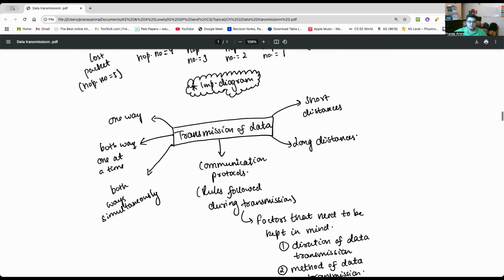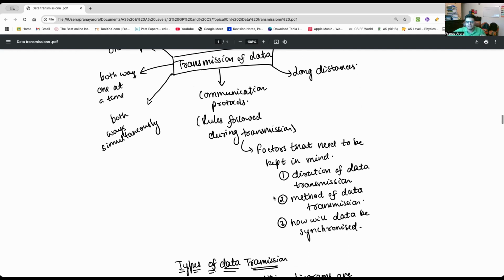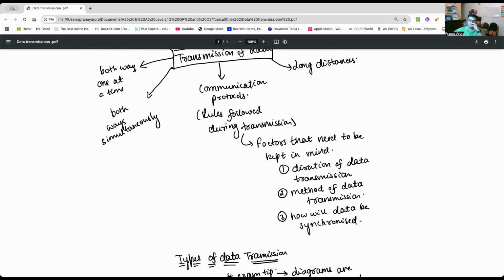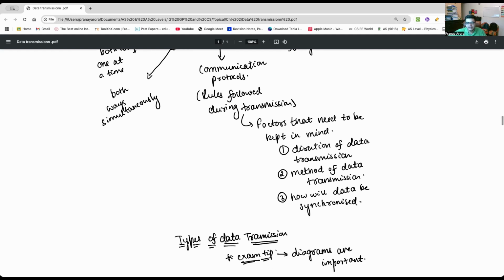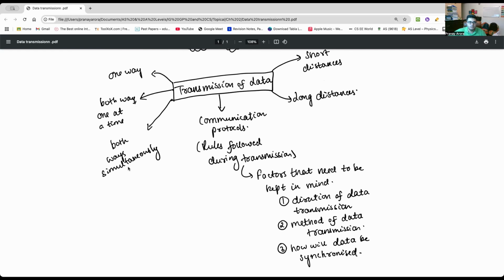Moving on to the next thing, let's talk about the transmission of data. Now, transmission of data is of two types. It can be over short distances, and it also can be over long distances. Right? Now, during this transmission of data, there are a few communication protocols. These communication protocols are rules that the data needs to follow while it is being transmitted on the internet. Right? Now, what are these protocols? What are the factors that we need to keep in mind? The direction of the data transmission, the method of the data transmission, and how the data will be synchronized. Right? Data can go one way, both ways, and both ways simultaneously.